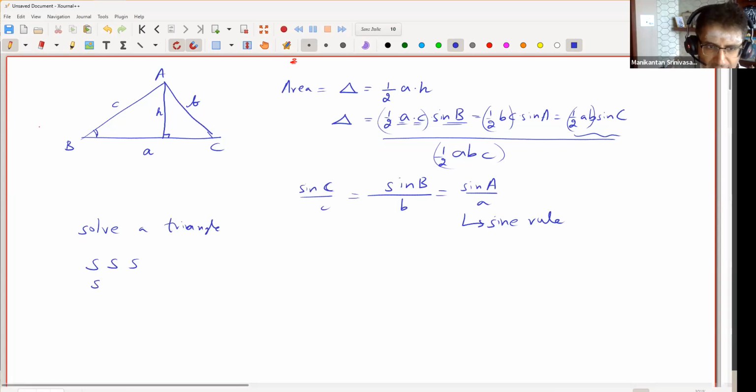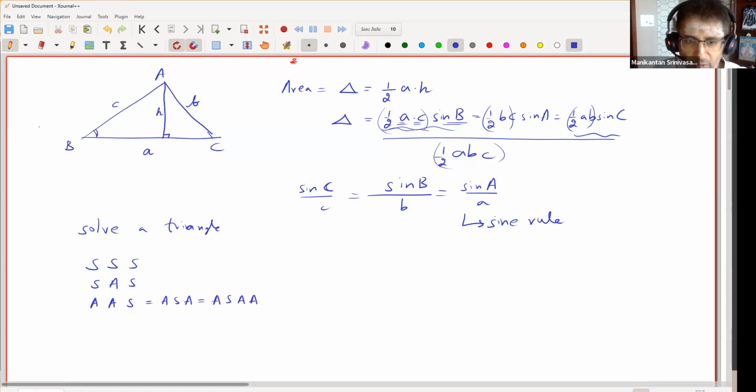The other one is SAS. So this sine rule is somewhat related to SAS. The area of the triangle is half AC sine B. So given two sides and an included angle, the triangle gets determined. And then you have AAS or ASA. This is equivalent to ASA, because once you have two angles, the third angle is anyway determined. So I don't have to say another A. When I have two angles, automatically the third angle is determined. All I need is one side alone, and that uniquely determines the triangle.